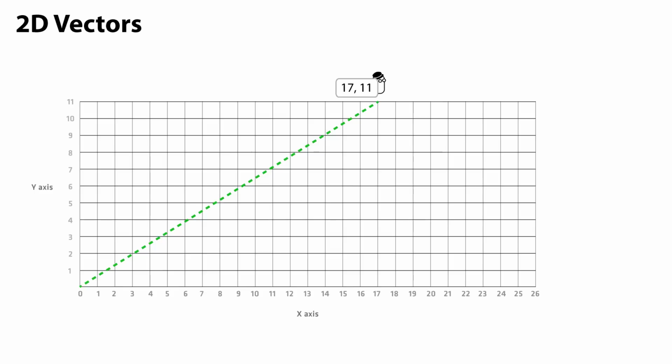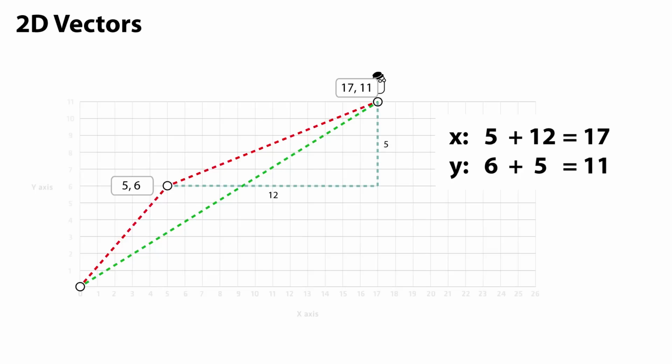You should note that the components of the final position are equal to the sum of the components of the two vectors. 5 plus 12 is 17 in the x-axis, and 6 plus 5 is 11 in the y-axis. This also applies to subtraction.